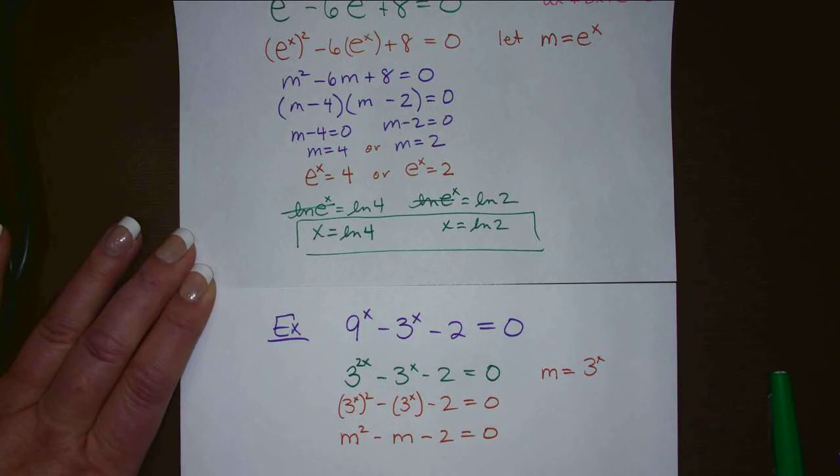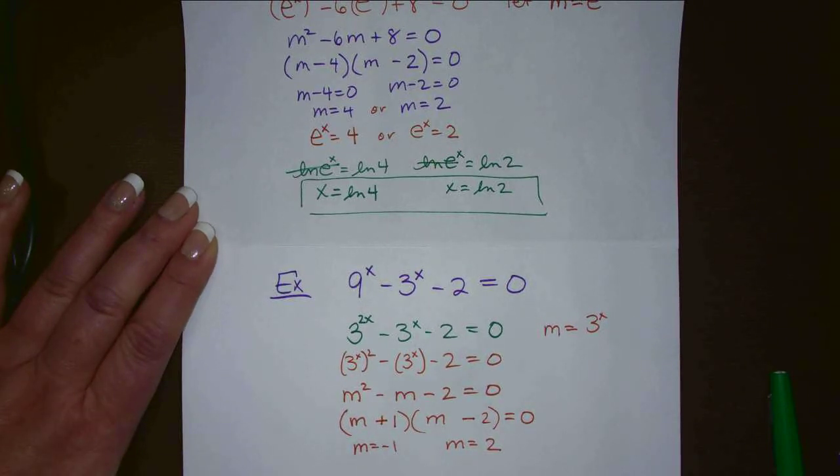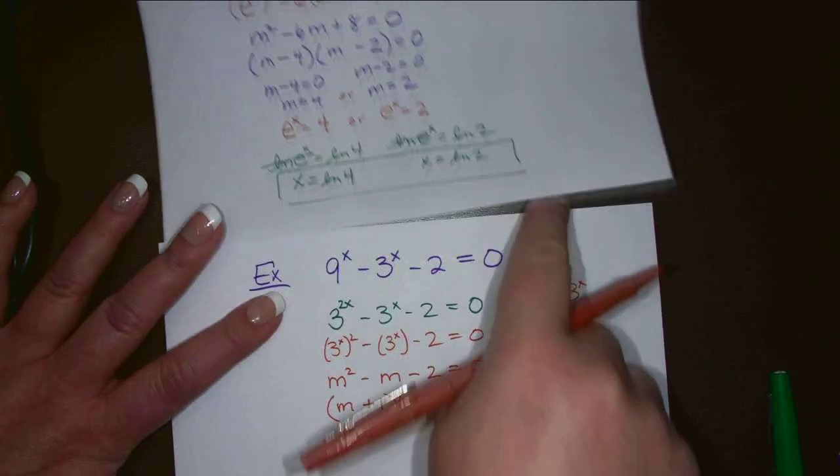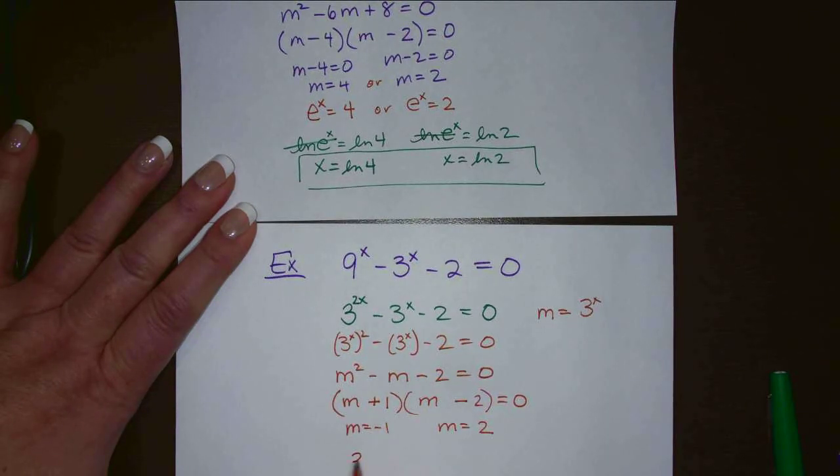And then factor or use the quadratic equation. Okay, it factors. Here we get m as -1, and here we have m as 2. Now, you're not done, and that's where people might go wrong. You stop too early. We always need to go back to have an x in our answer, because the question we're actually solving for is x. So we rewrite, m is 3 to the x, so this is 3 to the x equals -1, or 3 to the x equals 2.